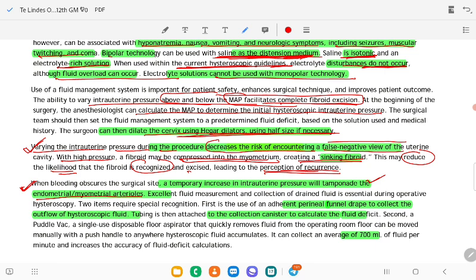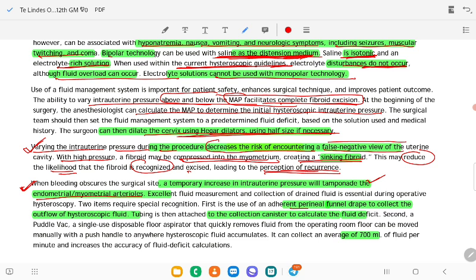Okay. Excellent fluid measurement, collection, and drain fluid is essential. Another thing, you should collect the extra fluid: how much fluid goes inside and how much fluid comes out. The fluid deficit has to be calculated. How will we calculate it? Two items require special recognition.